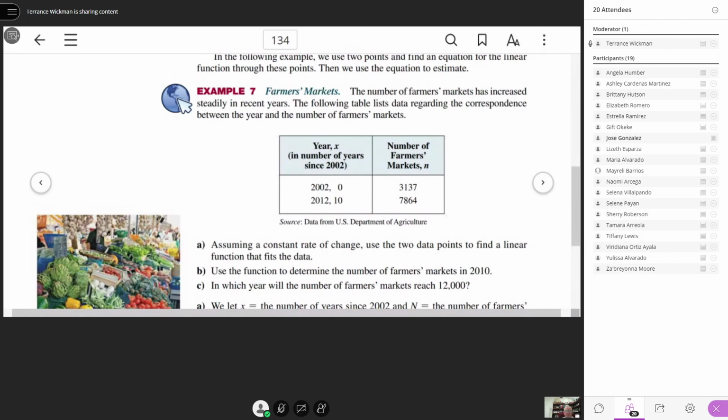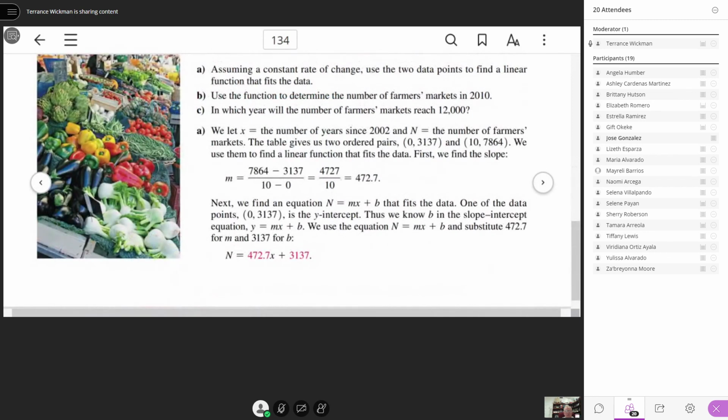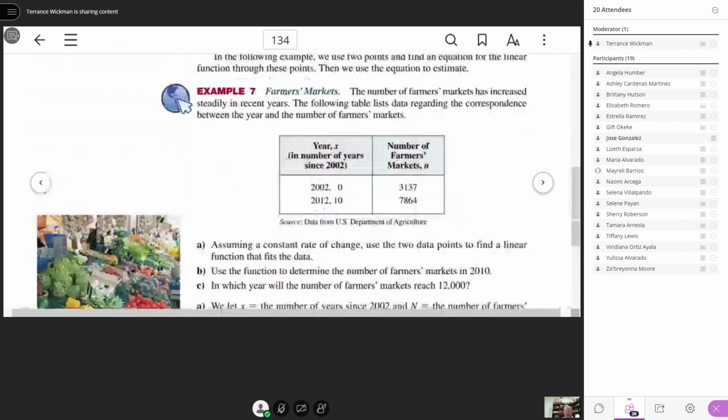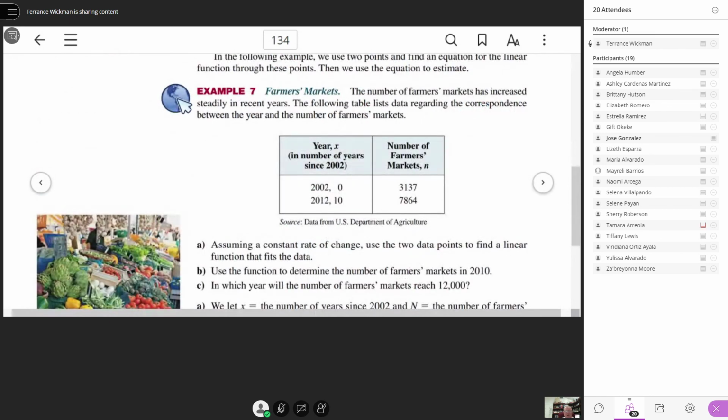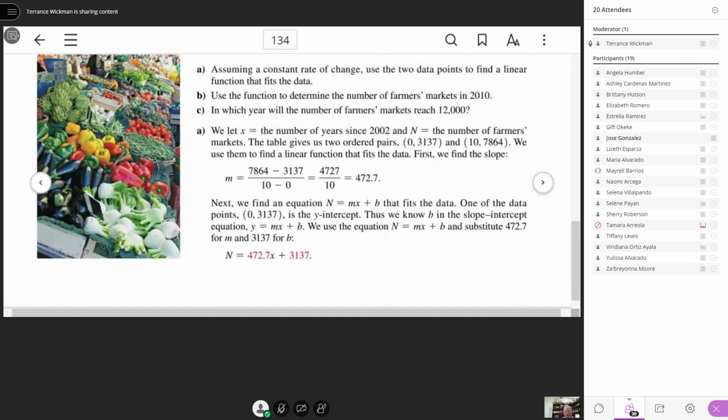So what does this remind you of? This is the y-intercept form of a line. That means that if x is 0, y is 3137. Again, here's your x is 0, and here's your 3137. Now, that was not explained by anyone in the book at all. Hope that helps. So now you have the y-intercept form of the line.